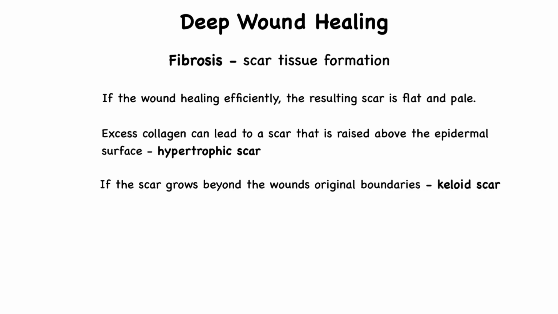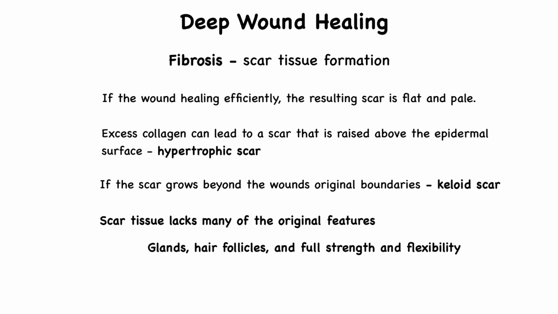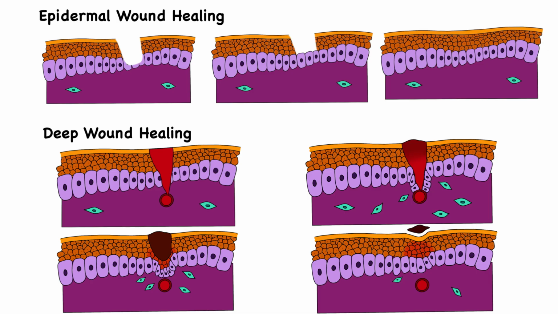Unlike normal skin, scar tissue lacks many of the original features, such as glands, hair follicles, and full strength and flexibility, making it functionally different even after the healing process is complete. Wound healing is a perfect example of your body's ability to repair itself, and it's guided by precise cellular signals and cooperation between tissues. But healing doesn't always mean returning to good as new. Scar tissue, while protective, reminds us that the body prioritizes closure and defense over perfect restoration.